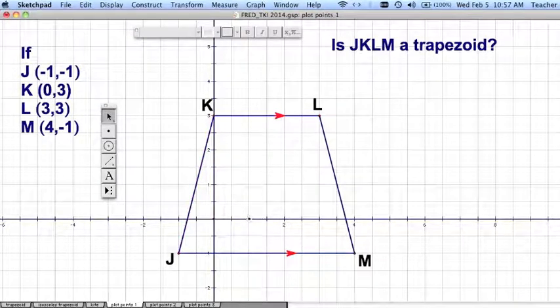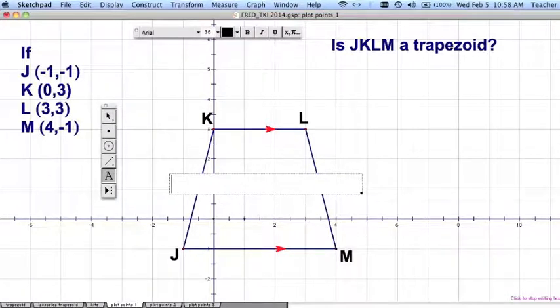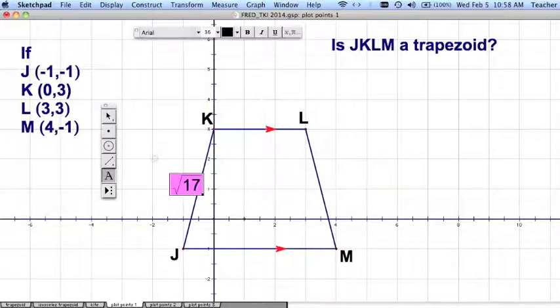If I looked at this, can anybody tell me without pulling out a calculator how long this side is in radical form? I'll give you a hint. Use radical form. What's the vertical distance between here and here? 4. What's the horizontal distance? 1. What's 4 squared? 16. What's 1 squared? 1. 16 plus 1? 17. So the side is radical 17. Guys, wasn't this just a chapter ago? Come on.